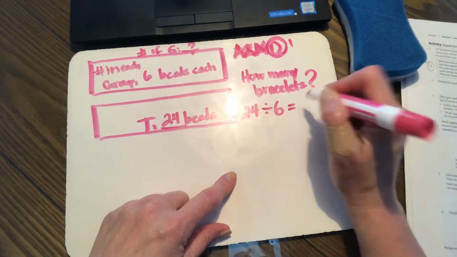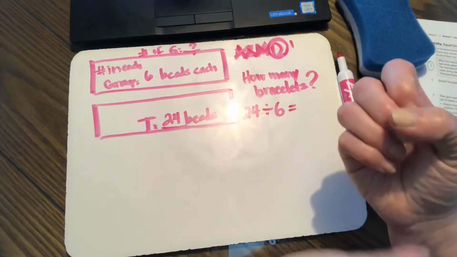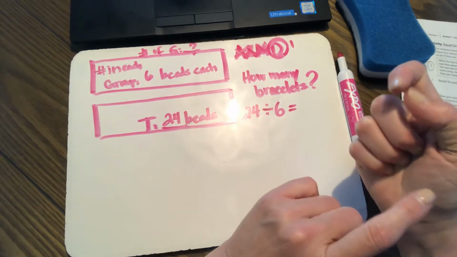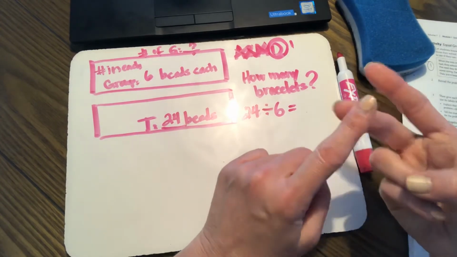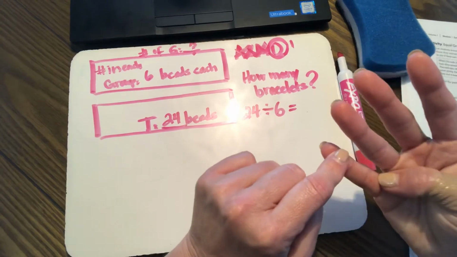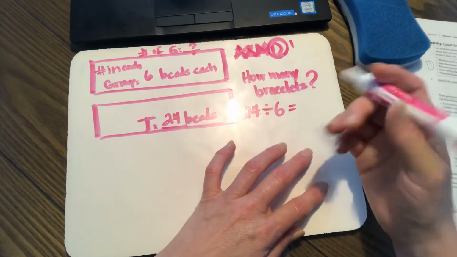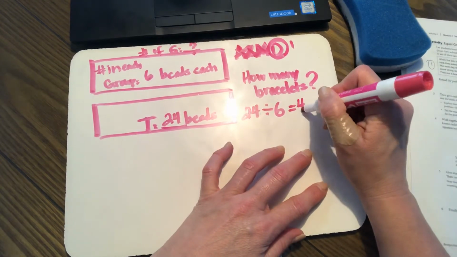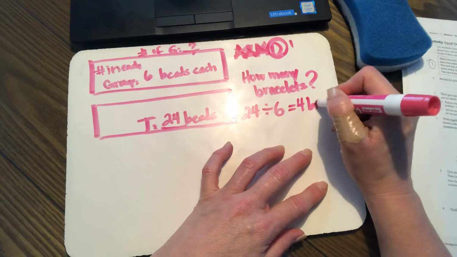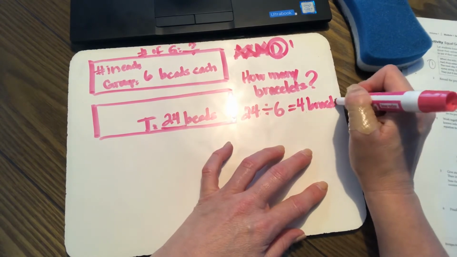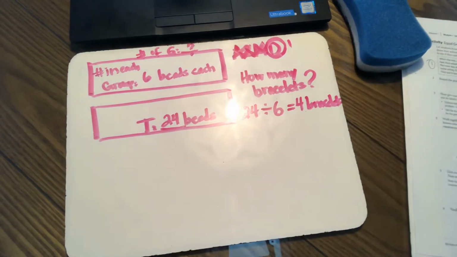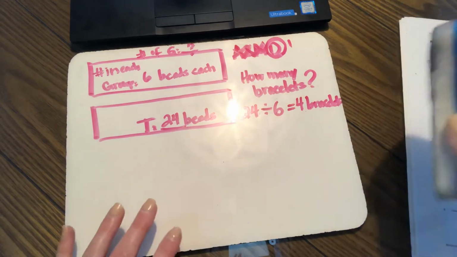So essentially, I'm counting by 6 to see how many 6s there are in 24. Are you ready? 6, 12, 18, 24. And so since I have 4 6s in 24, I'm going to put 4, and the question's asking for bracelets. So my label on my answer is also going to be bracelets. And look at that. You have just solved a division problem. Way to go.